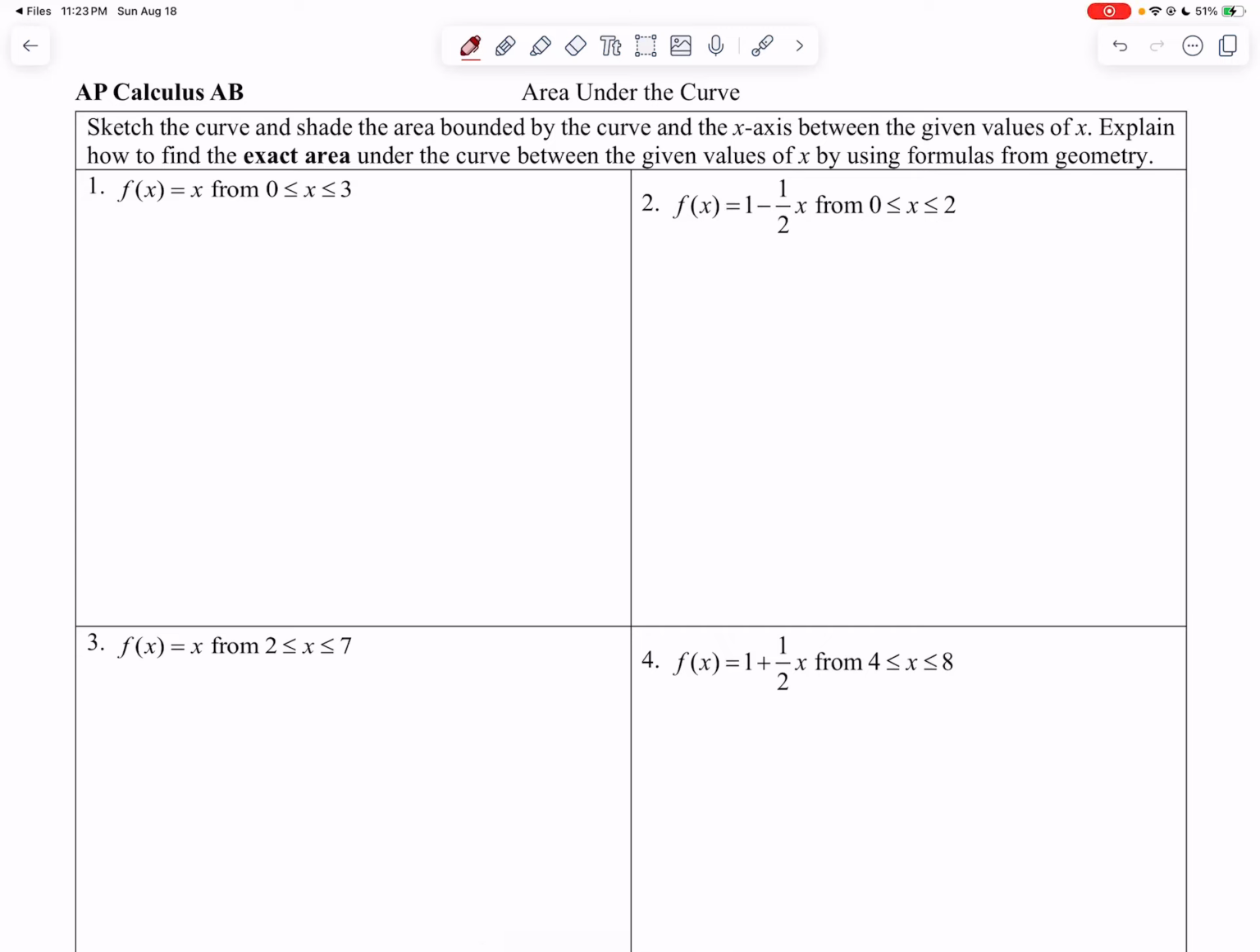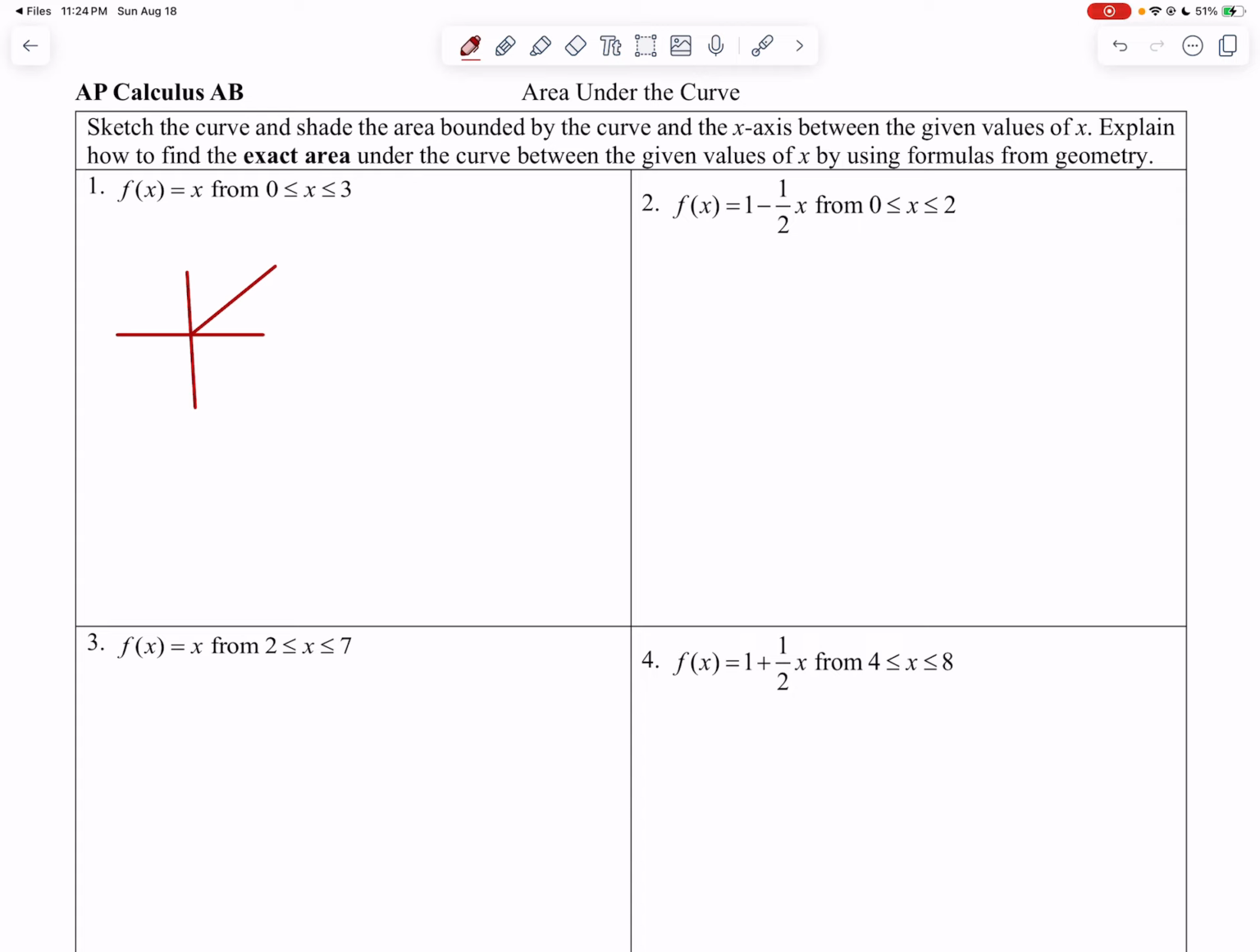Alrighty, in this video we are going to be looking at area under the curve. So for number 1 through 6, what we're going to do is sketch the curve that I give you with its interval. And then we are going to find the exact area by using formulas from geometry class. So looking at number 1, where I have f of x is equal to x, I know that's just going to be a straight line.